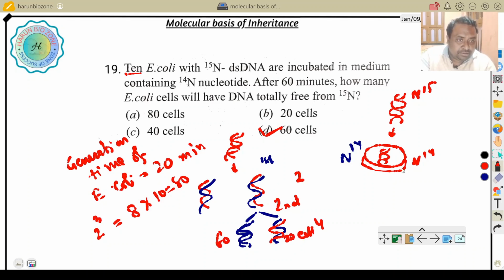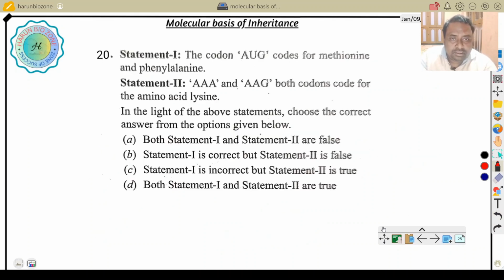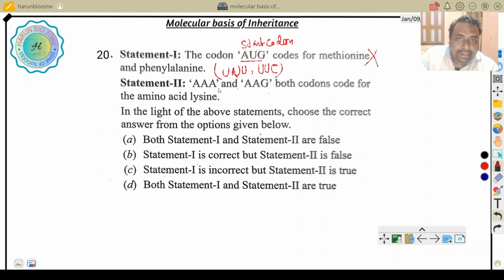Next question: the codon AUG codes for methionine and phenylalanine. First, AUG codes for methionine, and this is called the start codon. But phenylalanine is coded by UUU and UUC. This statement is wrong. AAA and AAG both code for the amino acid lysine. This is right. So statement 1 is incorrect, but statement 2 is true.